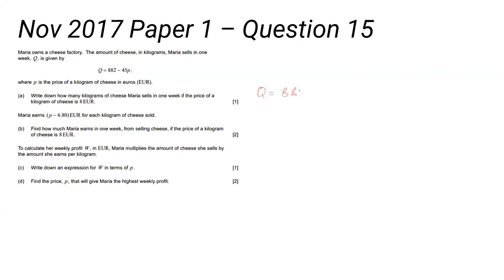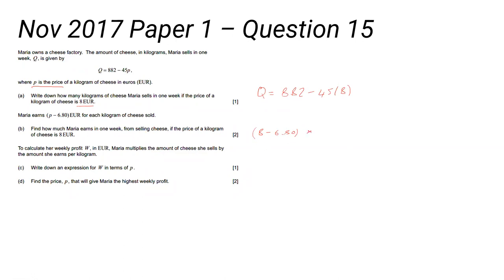The first question is just a straightforward application of that. It tells you that the price is eight. Okay, P is the price. Just put eight into there. And it says how many kilograms of cheese, and we know that Q is the number of kilograms of cheese. So that's quite straightforward. Maria earns this much for each kilogram of cheese sold. Again, if the price of a kilogram is €8, how much does she earn? So again, that's just put 8 minus 6.80, which will tell you how much she earns.